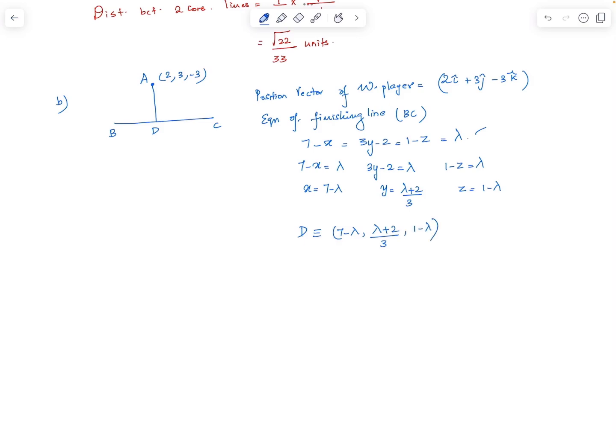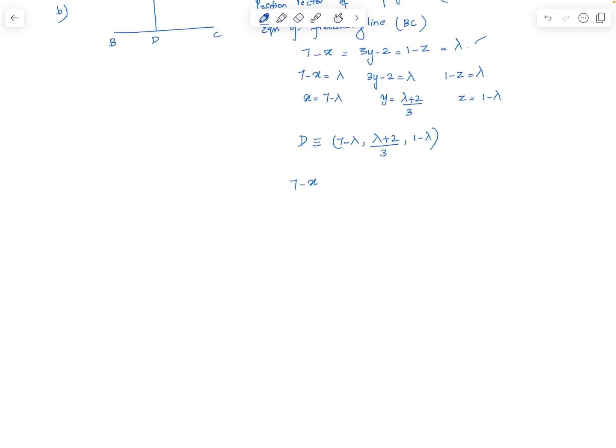But we have to get the value for lambda. From the equation of BC, let's try to get the direction ratios of that. Writing this Cartesian equation in the standard form, we get (x minus 7) upon minus 1 is equal to (y minus 2/3) upon 1/3 is equal to (z minus 1) upon minus 1. So the direction ratios of BC is minus 1, 1 by 3, minus 1.